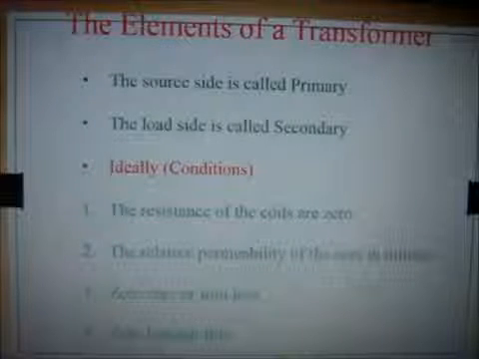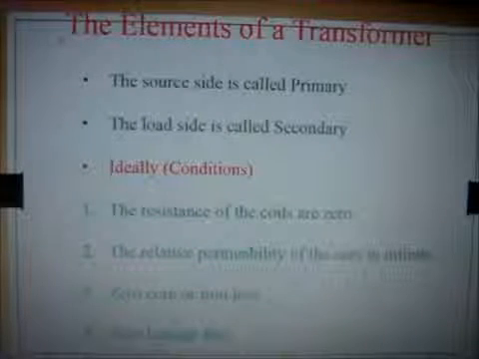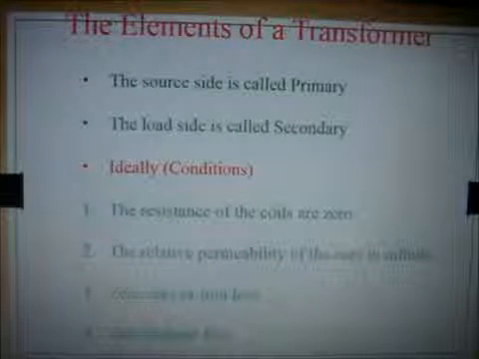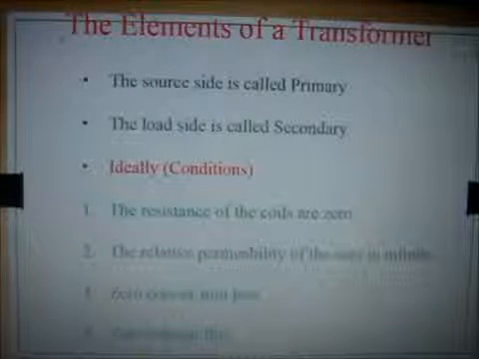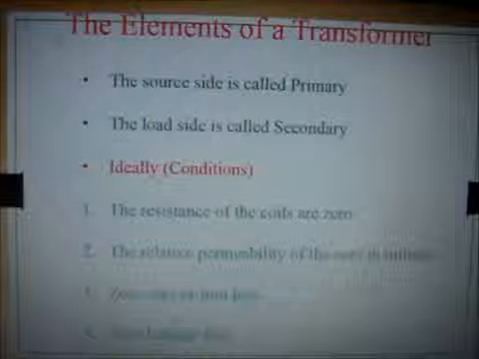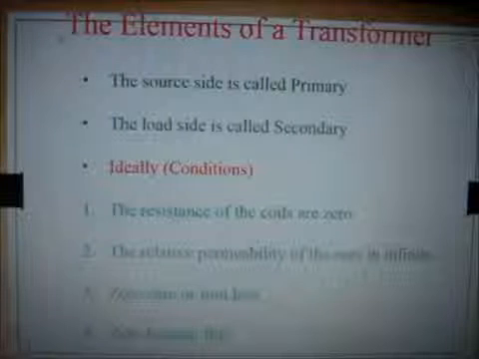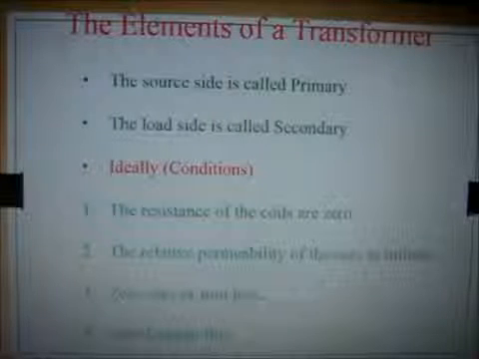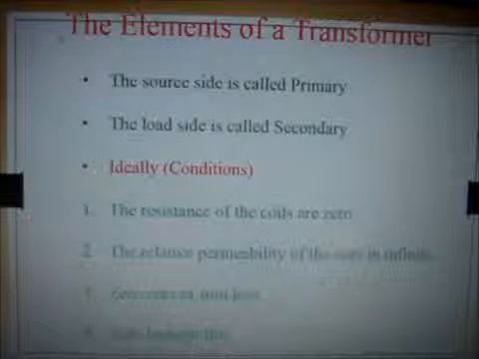Now, coming to the elements of a transformer. We know the source side is called the primary side, and the load side is called the secondary side. It is very important to remember the ideal condition of a transformer. We generally deal with it assuming that it is an ideal transformer. In an ideal transformer, the resistance of the coils is 0, the relative permeability is infinity, core and iron loss is 0, and leakage flux is 0. So these are four very important conditions for the ideal working of a transformer. Again, the resistance of the coil is 0, the relative permeability is infinity, iron loss and core loss is 0, and leakage flux is also 0.